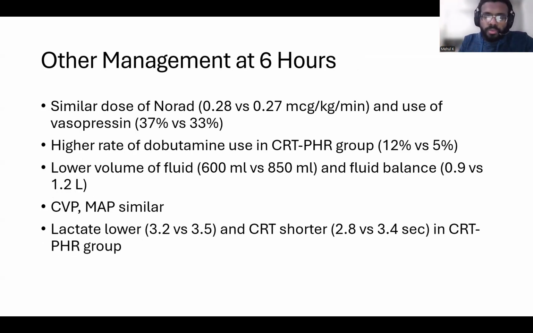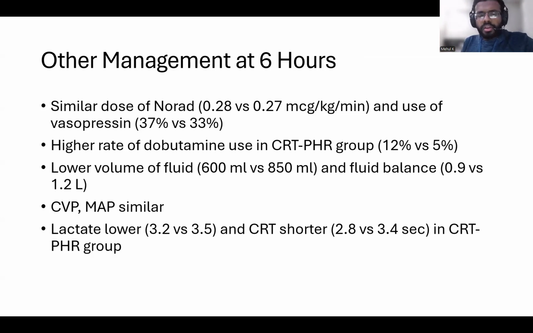So how did the management differ at the end of the study period, which is around 6 hours? The vasoactive medications were more or less the same. More dobutamine was used in the treatment group, as expected. Less fluid was used in the treatment group, but it was only around 250 ml less. How much of a difference is 250 ml on average going to make to the average patient? I'm not really very convinced that it's going to make a huge difference.